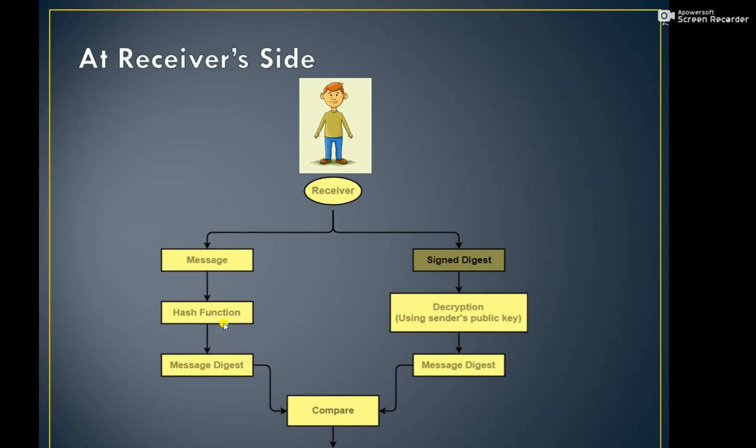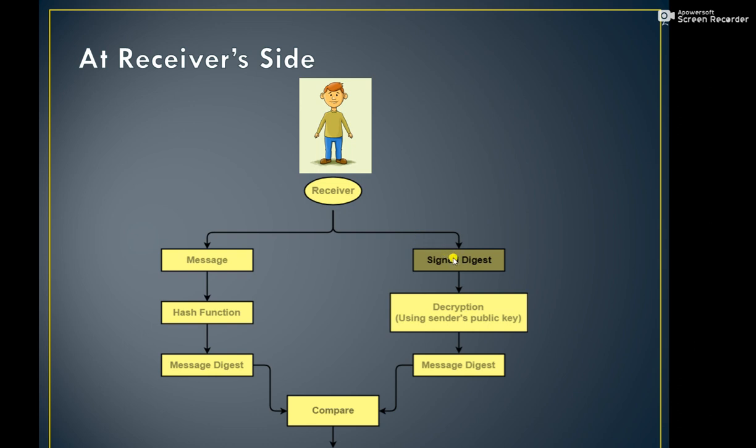He will apply the same hash function to the message and he will get the message digest on his side. And the signed digest, as it was encrypted with the help of the private key of Alice, can only be decrypted with the help of the public key of Alice. Now this public key can be shared among anyone. So let us assume that Alice's public key is shared with Bob.